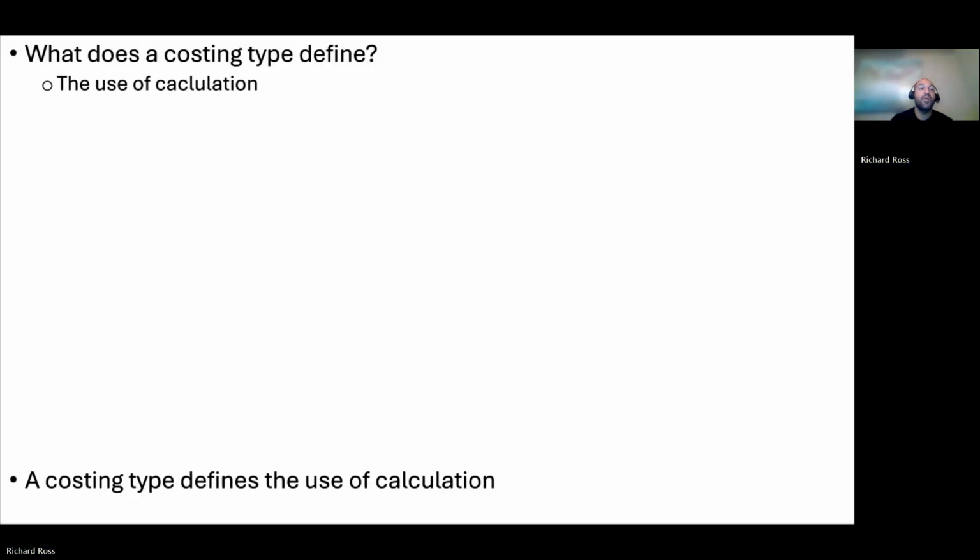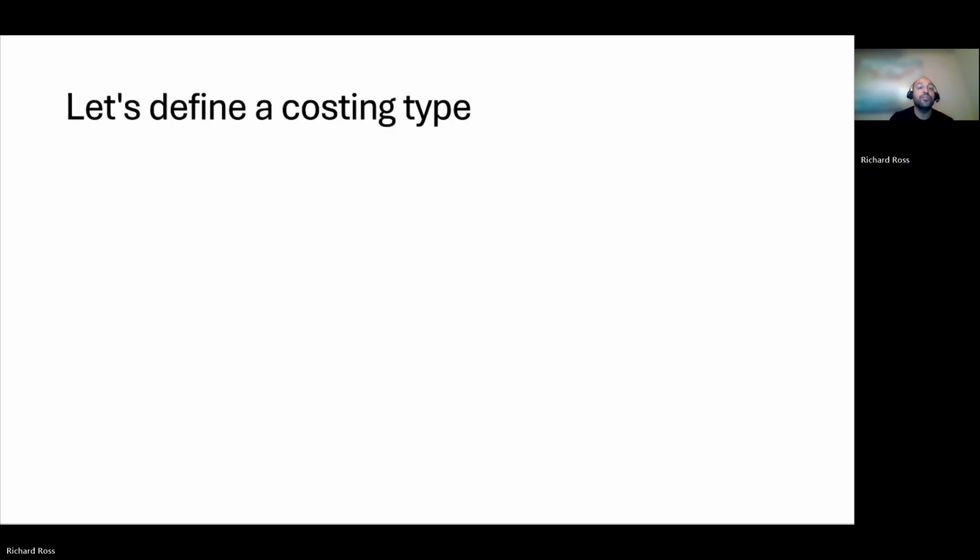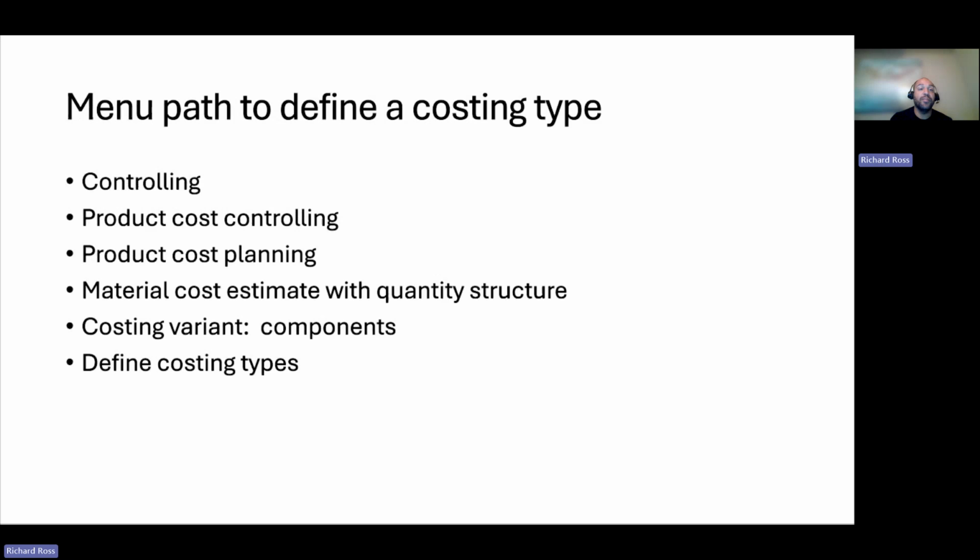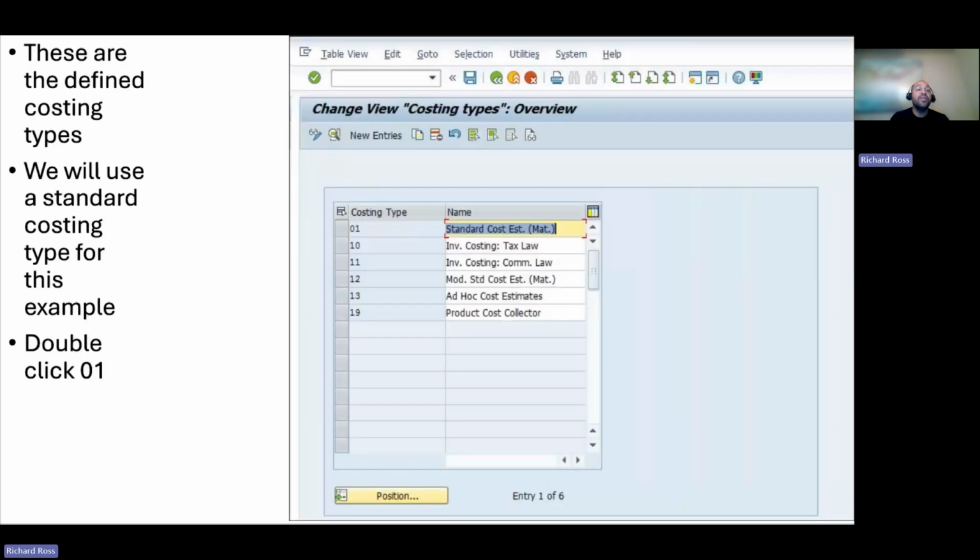Costing type. What does a costing type define? The use of calculation. Let's define a costing type. Menu path to define a costing type: Controlling, product cost planning, material cost estimate with quantity structure, costing variant components, define costing types. These are the defined costing types. We will use a standard costing type for this example. Double-click O1.